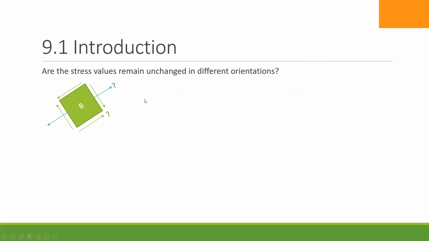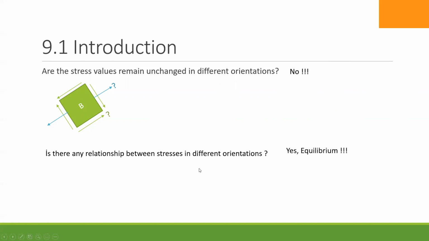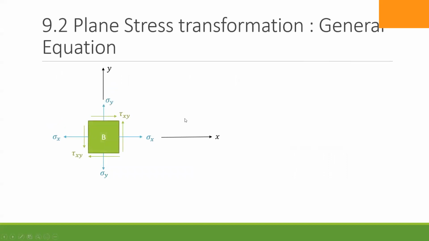Orientation means that if we rotate the infinitesimally small element B by an angle theta, we may get a different normal or shear stress value. So the answer to the question is no, the value changes. Is there any relationship between the different orientations? The answer is yes. How can we find it? By using equilibrium.